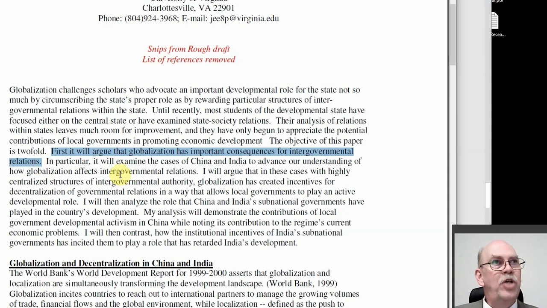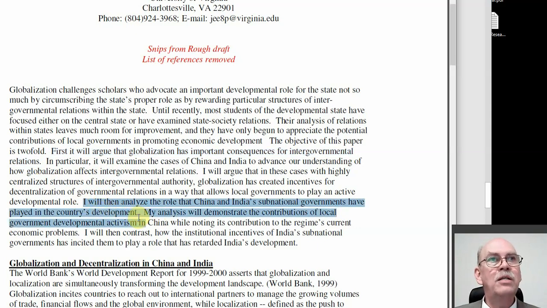He's going to suggest what we're going to talk about in a bit. We're going to skip some of this. Okay. He's going to analyze how Chinese and Indian subnational governments, meaning not national but state level, local level, have played a role in the country's development. All right, that's the main focus.